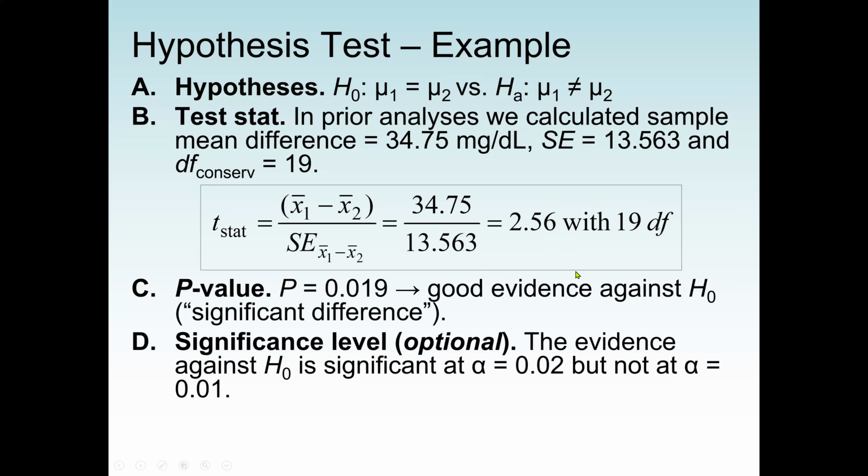Now we go to the T table, go to the 19th row, look for 2.56 and go to the column at the top. The p there may be about 0.01. But when you use a computer, you can get a more precise value. Yes, 0.019. And now, since 0.019 is less than 0.05, we have good evidence against H0. We are going to reject H0. The evidence against H0 is significant at alpha equal to 0.02, but not at alpha equal to 0.01, because 0.019 is greater than 0.01.